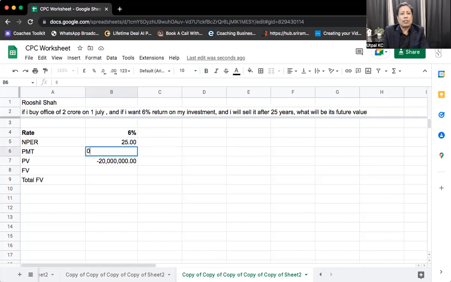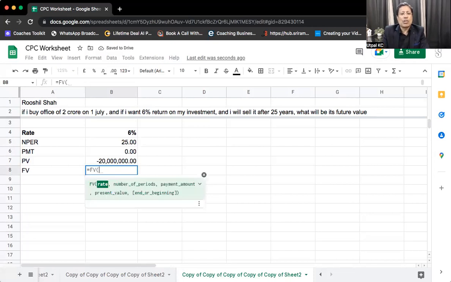PMT is 0 because you're not getting any rent, right? So future value is very simple. This is the formula. As you can see, it's very simple. Rate is 6%. Number of periods is 25. Payment amount PMT is 0. Future value is this much.